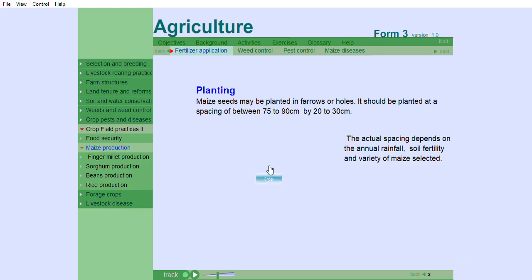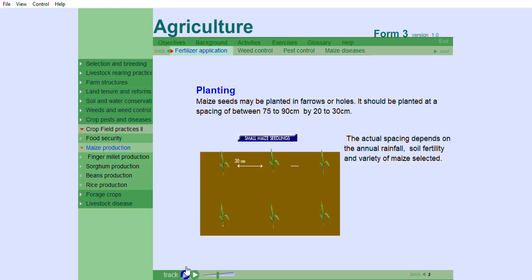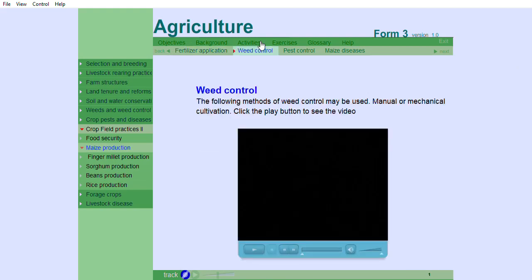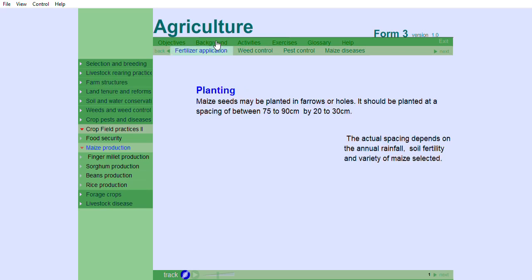Fertilizer application. Apply 100 to 150 kilograms of DSP fertilizer per hectare during planting. Weed control. The following methods of weed control may be used: manual or mechanical.